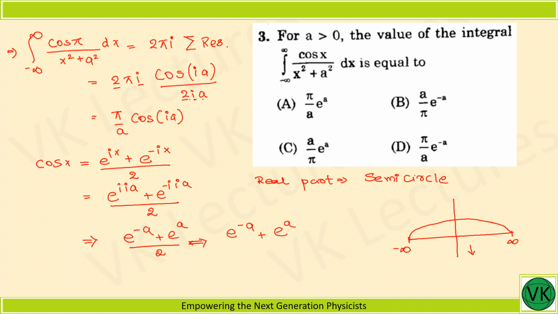cancelled. Now the question says our integral value of cos x divided by x square plus a square dx is equal to pi by A times e to the power minus A plus e to the power A. So this is the answer according to me, and possibly we can go with option D.